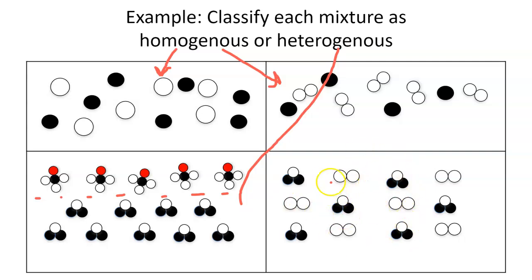This one over here is homogeneous. Even though these particles are lined up, kind of implying they're a solid or a liquid, they're evenly scattered around. So we call this one down here also homogeneous. For it to be heterogeneous, all the same type of particle would kind of have to be clumped together.